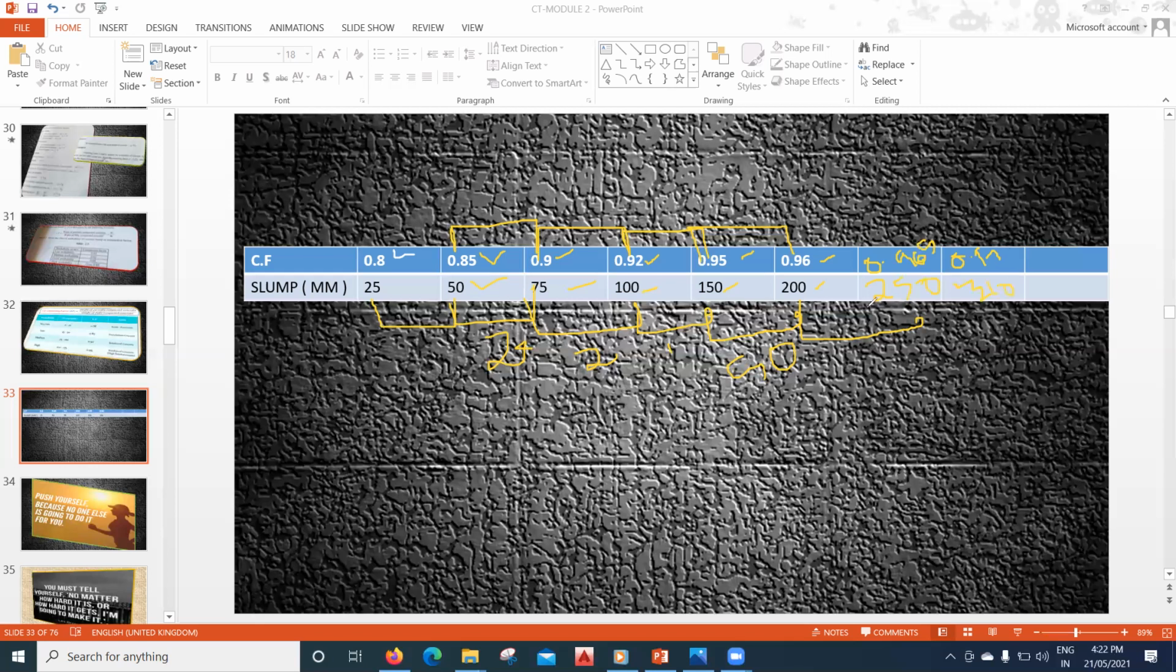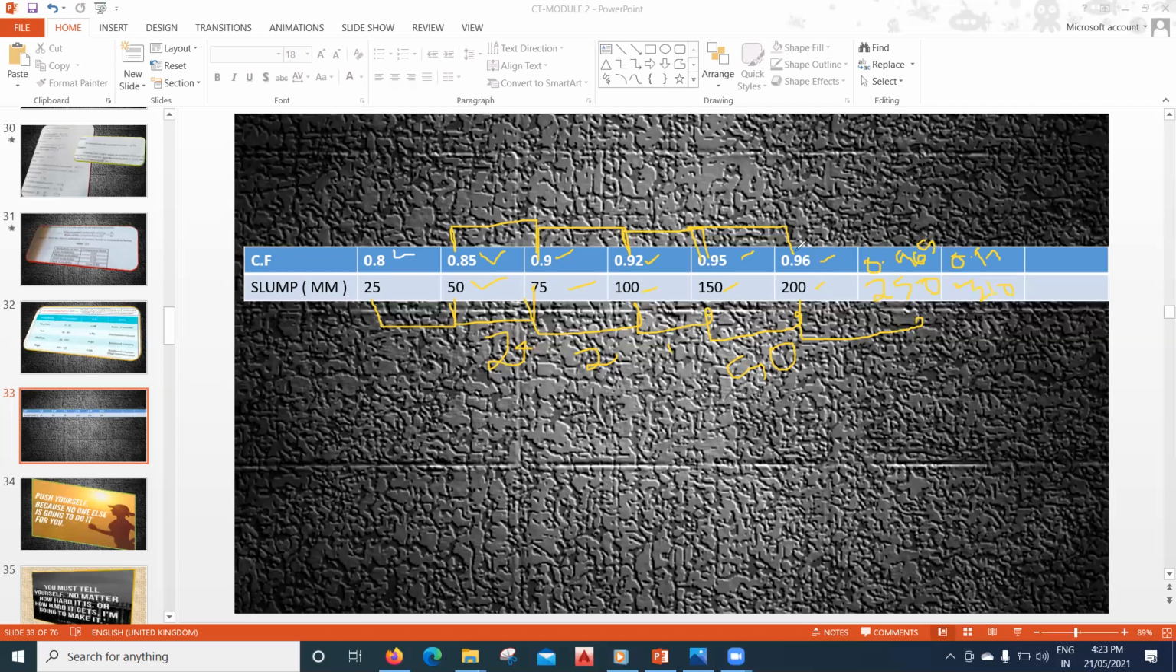So what is happening? Whenever we have very high workability, my compaction factor will not be in a position to tell me what exactly the slump is that I should get. There is no clear idea. Up to here it was good, from 0.92 it was okay, but the moment it went to 0.965, just by looking at the compaction factor value, we cannot come to a conclusion about what the slump is.